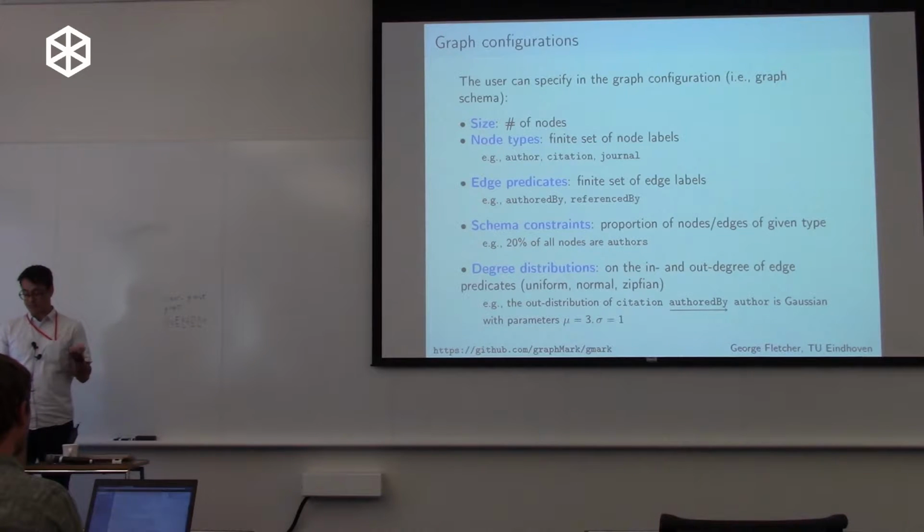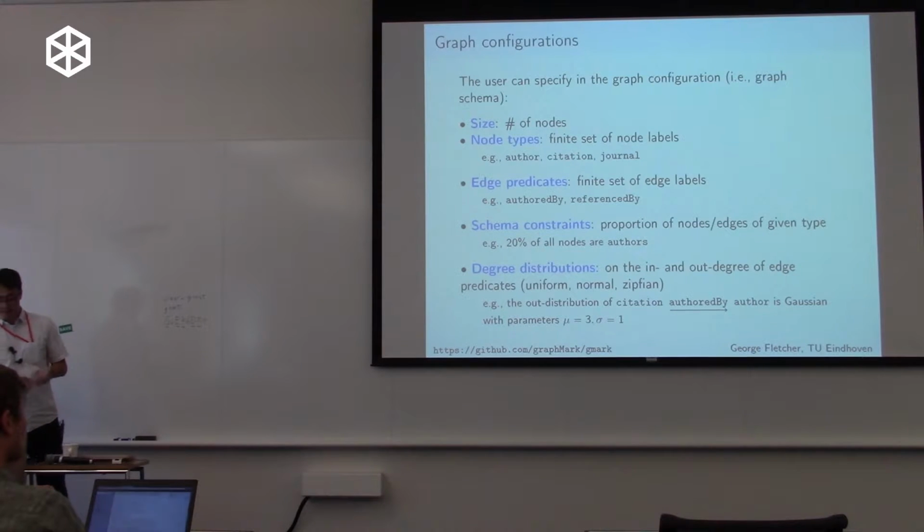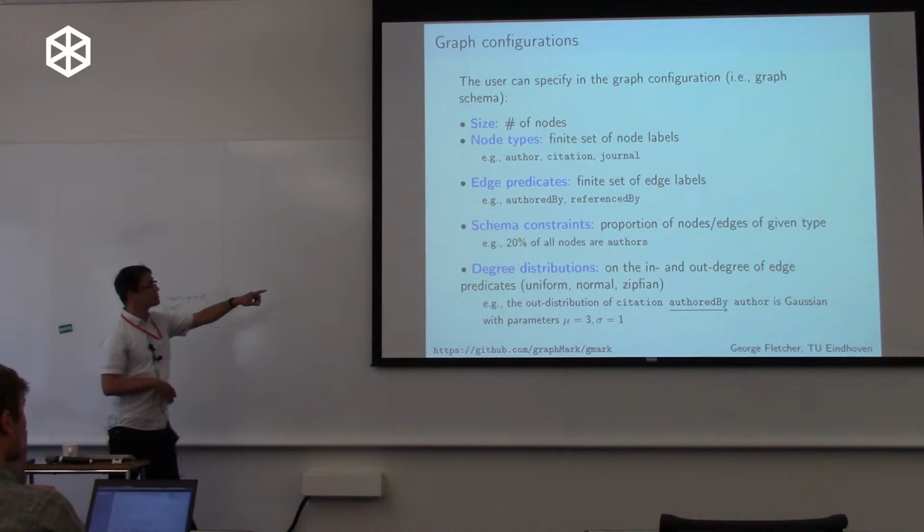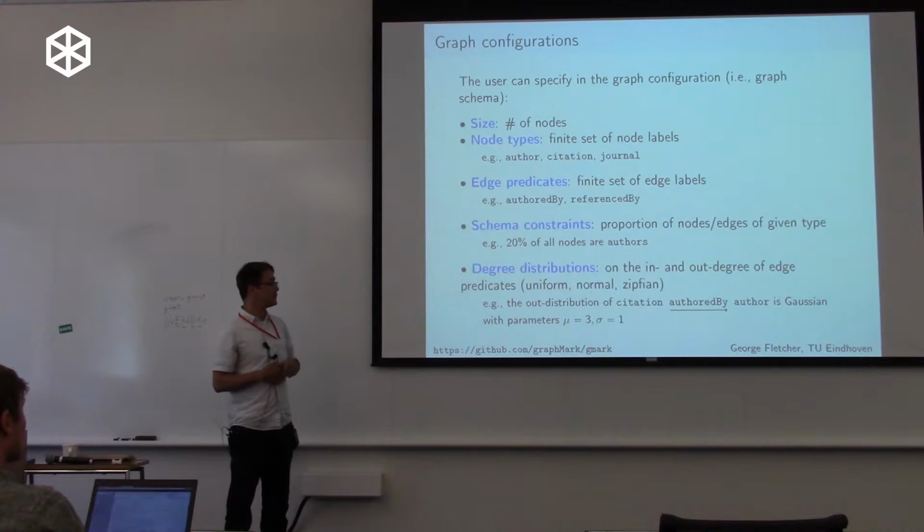So for example, we can have schema constraints, so the proportion of nodes and edges of a given type, like 20% of all nodes are authors, or we can say there are a constant number of a particular type. For example, there's 100 countries. This holds for any arbitrary instance of the schema. There's always 100 countries.